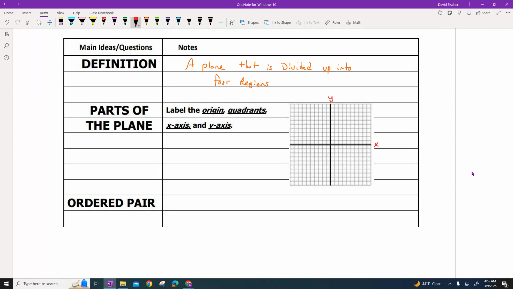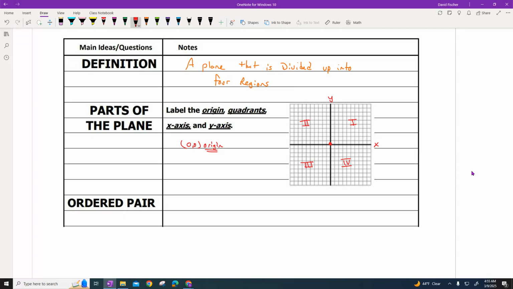As far as the quadrants, this one here is called quadrant 1. We use Roman numerals. This is quadrant 2. This is quadrant 3. And this is quadrant 4. IV is how you write a 4. Now, this point here, 0, 0, is called the origin. And that's where we always start when we're graphing.